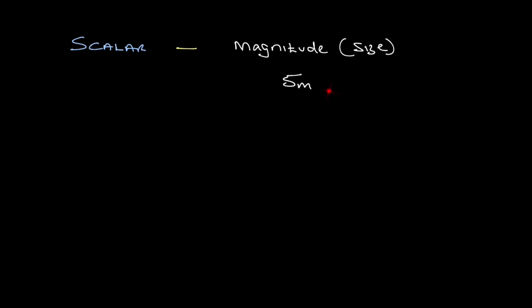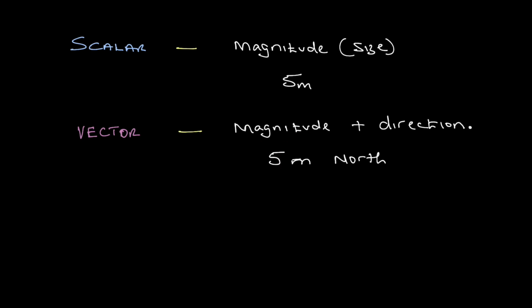We're going to talk about two important quantities: scalar, which is magnitude, and that means size. Example, if a distance is 5 meters, that's scalar. The second one is a vector quantity, which is magnitude plus direction. Example, 5 meters north, that's magnitude and direction. This is displacement, this is distance. Or minus 5, plus 5, because it's showing direction.